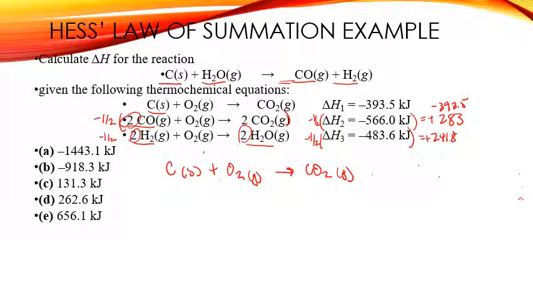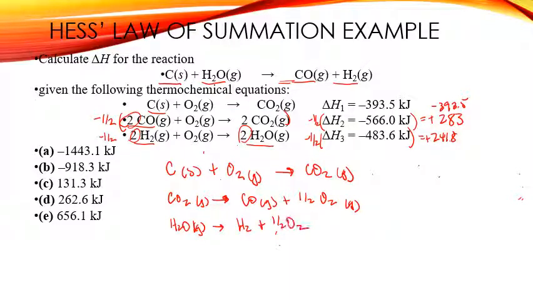And again, everything else that is not part of the overall reaction should cancel out. So when I flip my reaction and I multiply it by 1/2, I would have CO2 as a gas breaks down into CO as a gas plus 1/2 O2 as a gas. And then for my last reaction, I have H2O, flipping that, multiplying by 1/2. So I have H2O as a gas, breaking down into H2 plus 1/2 O2.